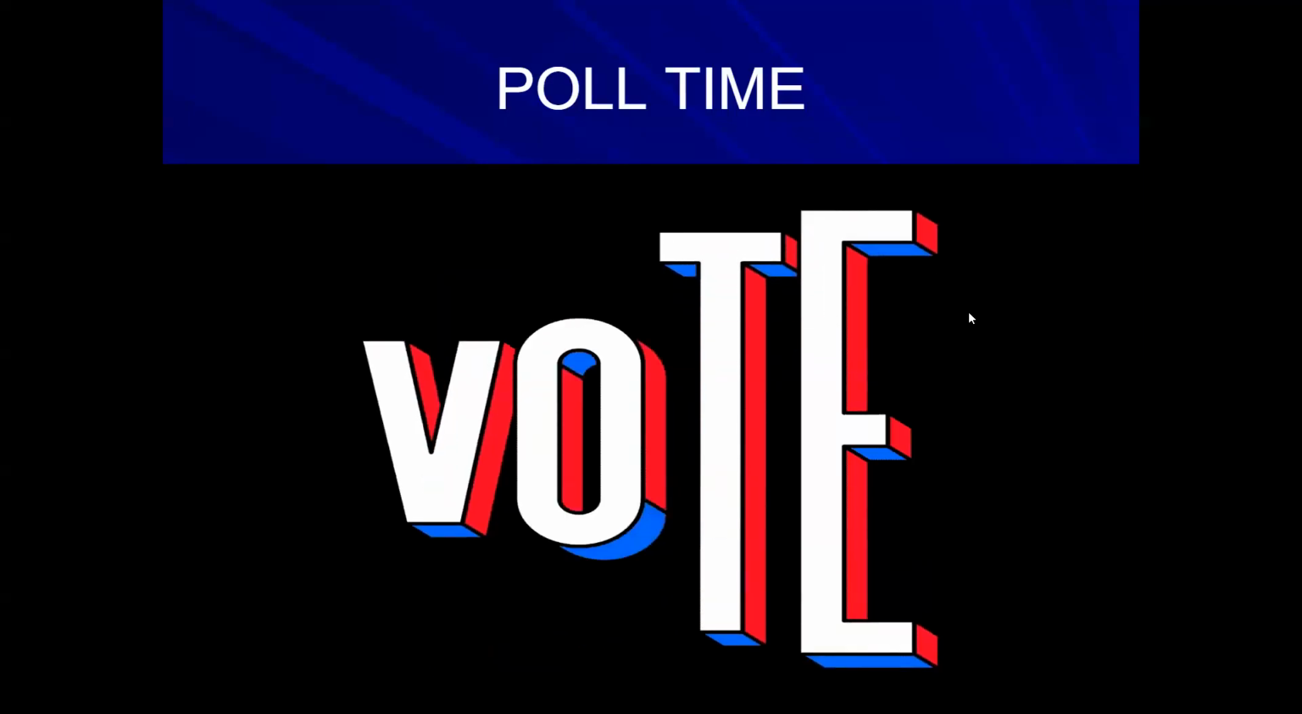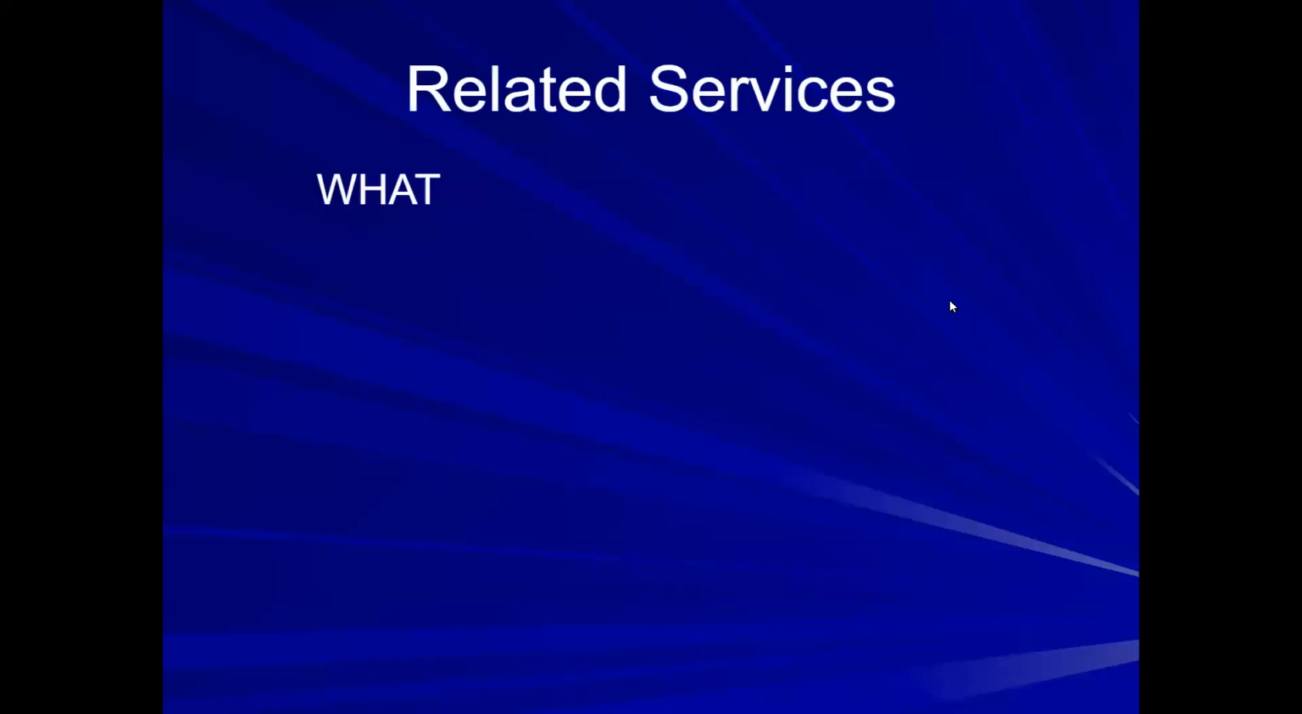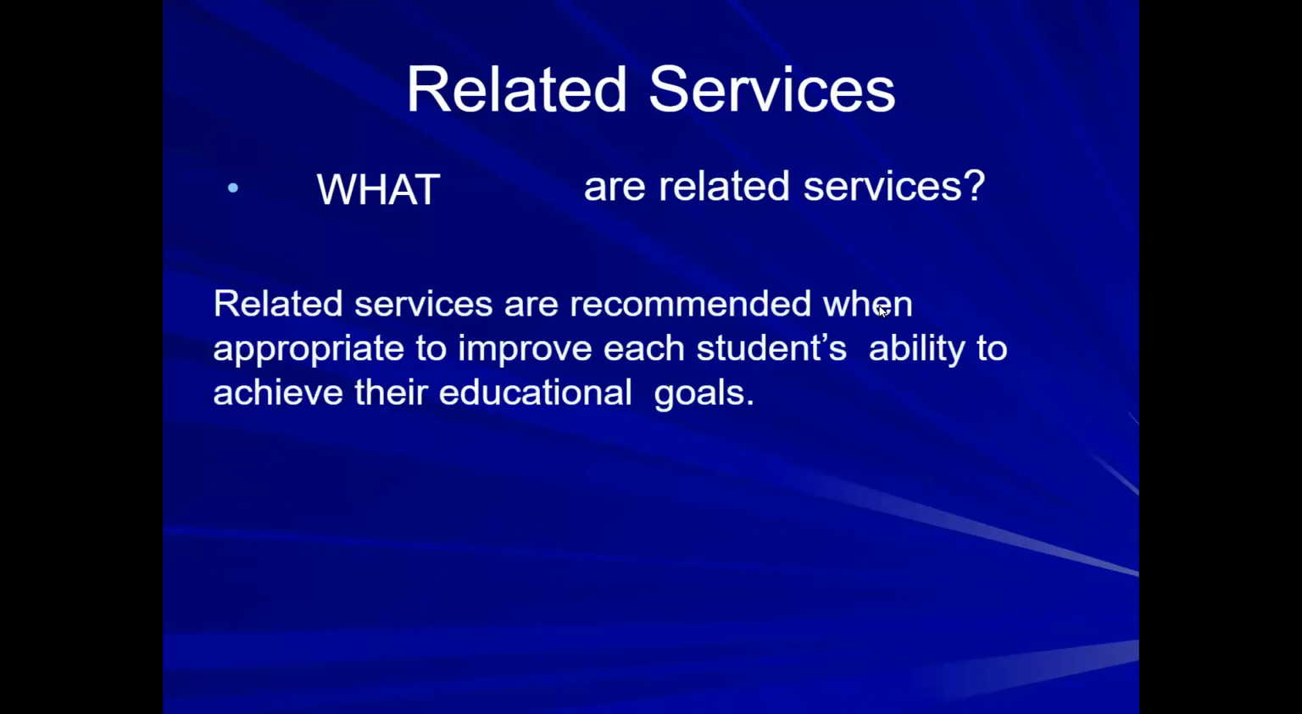All right, so let's move on. Okay, so first we're going to talk about what are related services. Well, related services basically are recommended when appropriate to improve each student's ability to achieve their educational goals. So it has to be relevant to their education. So if it's something that they need help with at home but not in school, then related services are not going to be recommended. It has to be educationally relevant.